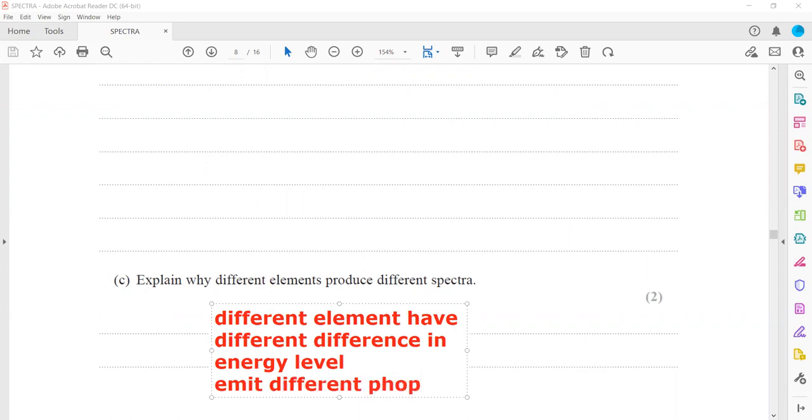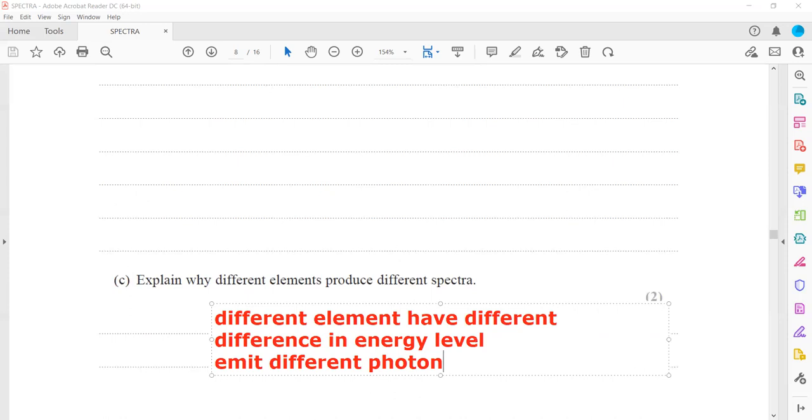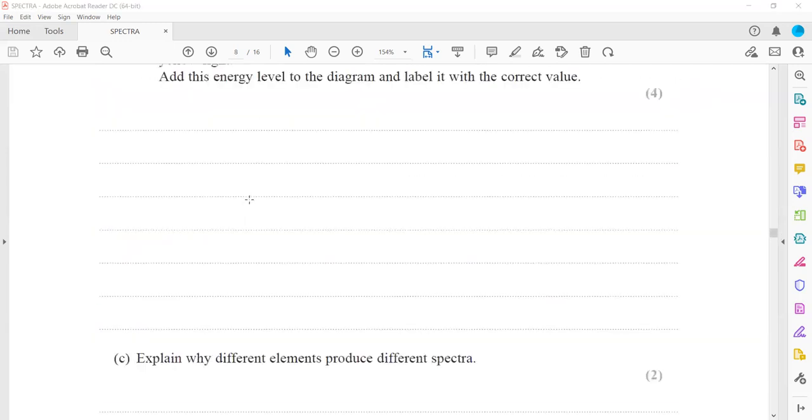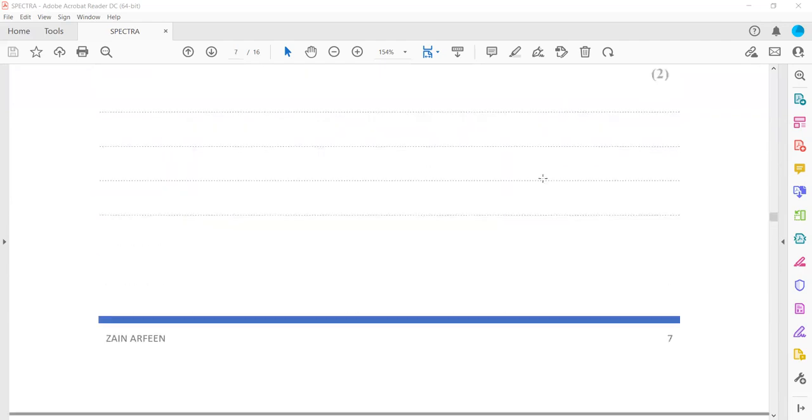So this answer has a lot of different and difference, because it's related to different elements having differences in the energy level, and because of the difference in energy level, different energies or frequencies are emitted when the electrons are excited. So this was about the spectra. There are more questions, but I will share this with you and you will solve the remaining questions.